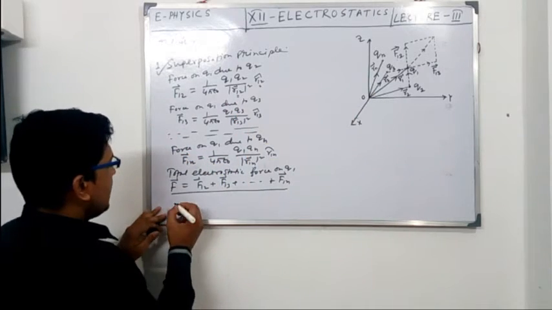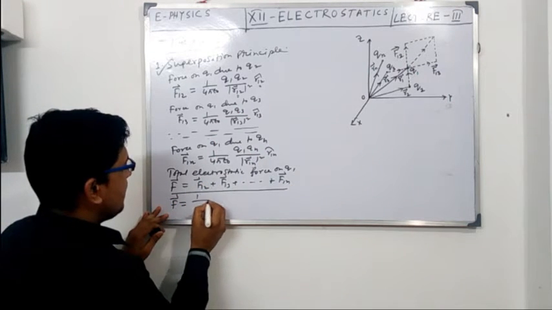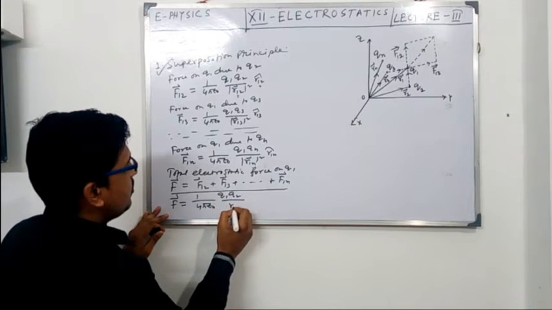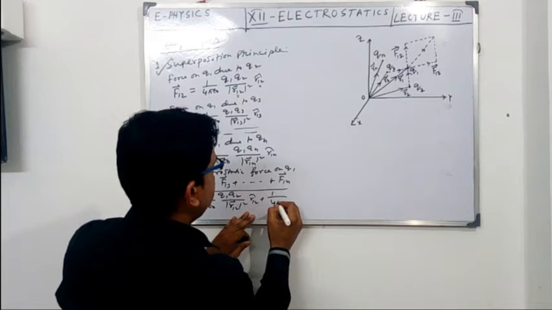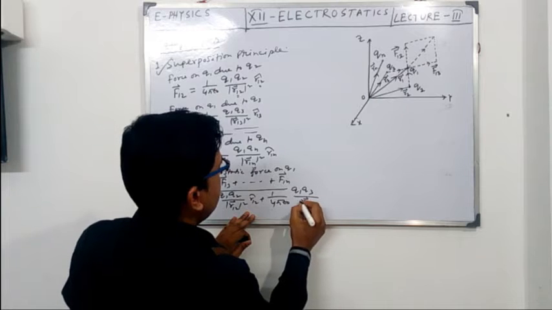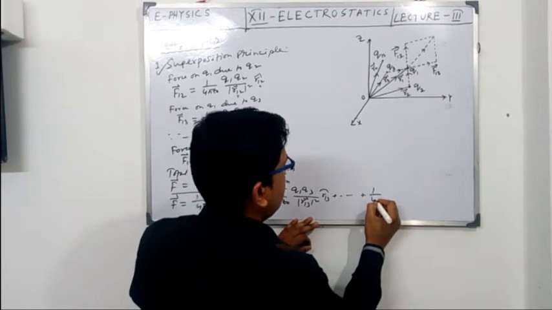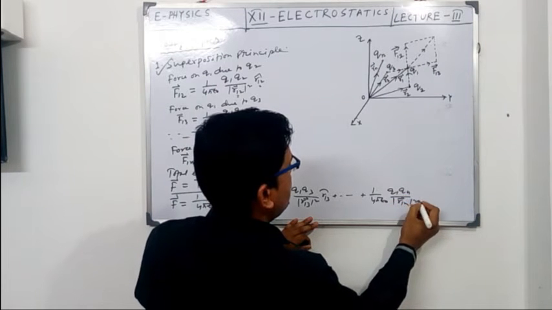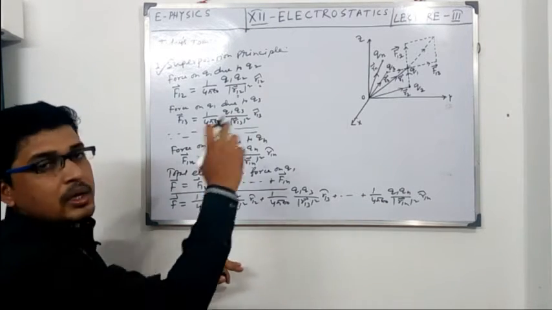Okay. Now we will put the values here: 1 by 4 pi epsilon naught Q1 Q2 plus... Okay, so these are the expressions of force on Q1.